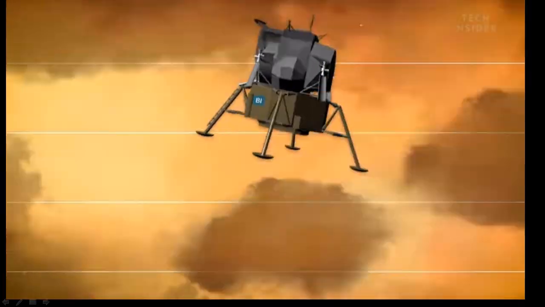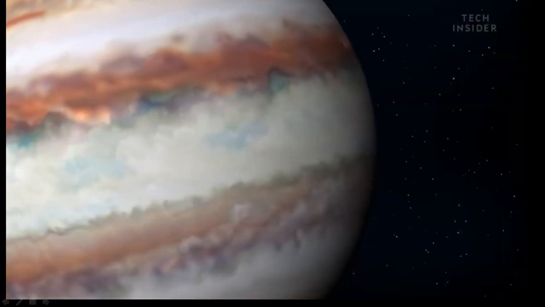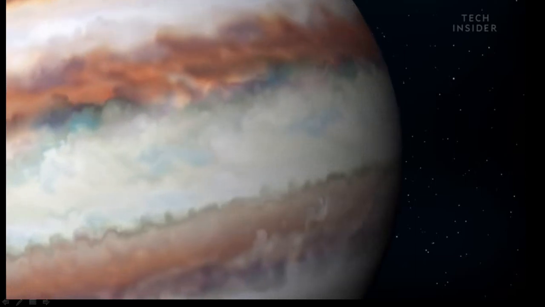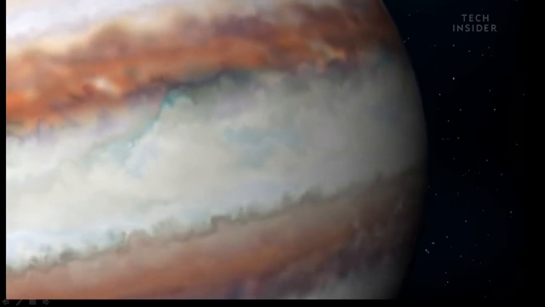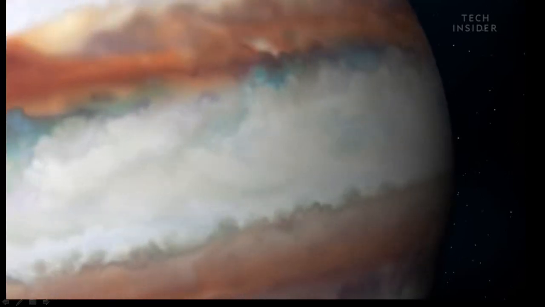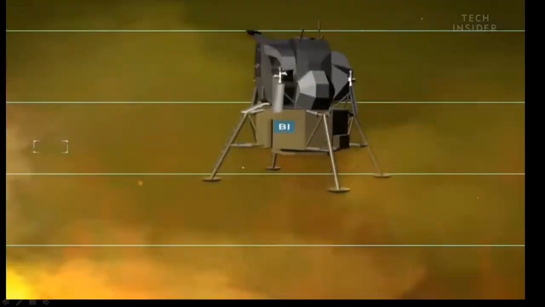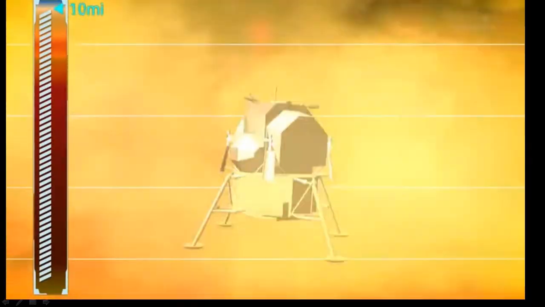Here you'll experience the full brunt of Jupiter's rotation. Jupiter is actually the fastest rotating planet in our solar system. One day lasts about 9.5 Earth hours. This creates powerful winds that can whip around the planet at more than 300 miles per hour.